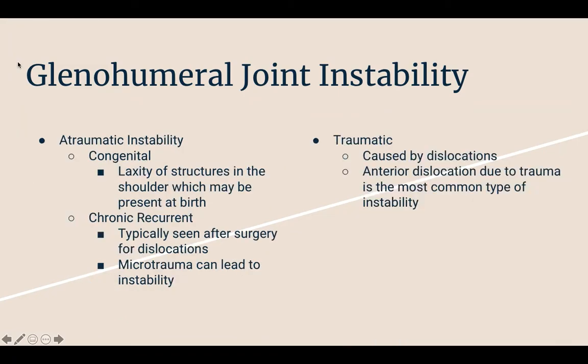The atraumatic instabilities can be broken down into 2 groups. The first is congenital, which is laxity of structures in the shoulder that may be present at birth, and then chronic recurrent, which is typically seen after surgery for dislocation, or microtrauma that can lead to the instability. Then traumatic instability is caused by dislocations, and anterior dislocation due to trauma is the most common type of instability.